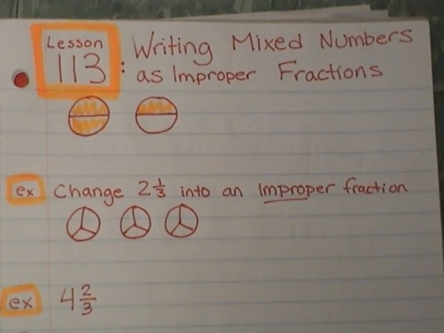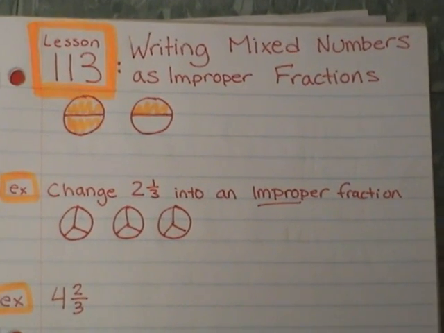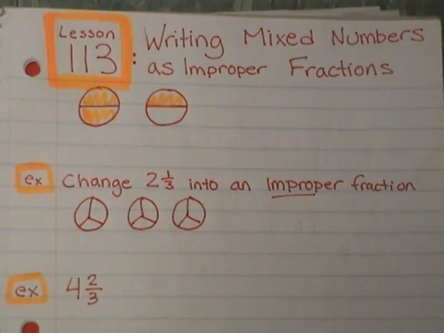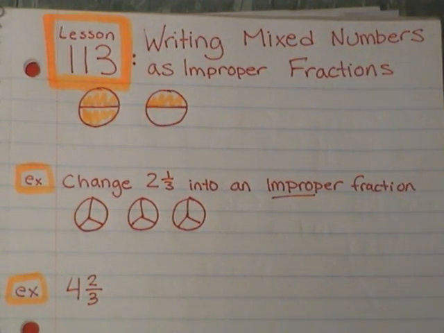Alright, for tonight's lesson, we are on lesson 113, and we are writing mixed numbers as improper fractions. So we're going to take a mixed number, a whole number with a fraction, and change it into an improper fraction, which means my numerator, my top number, is going to be more than my denominator. Whenever we see these on tests and homework, we always want to reduce them, but what we're doing right now is flipping them back, just learning how to flip them back.